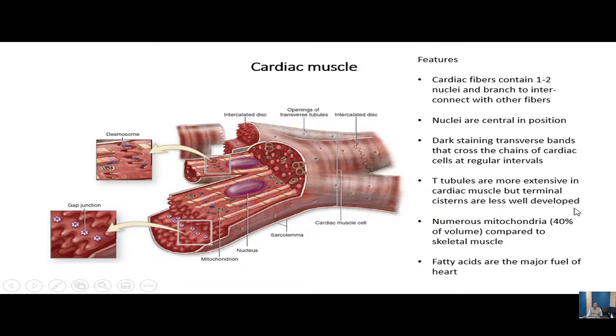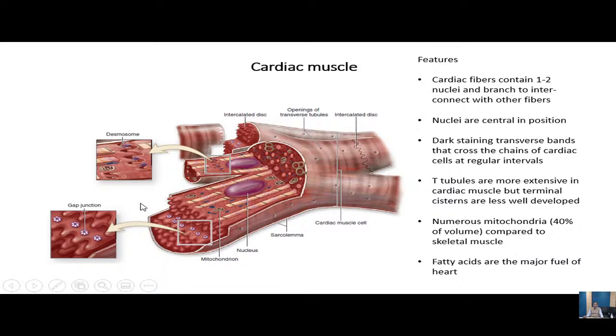So I would like to modify what I told you before. T-tubules are well developed in cardiac muscle, but what is not well developed are the terminal cisterns. Previously I told you T-tubules are not well developed in cardiac muscle and smooth muscle, and absent in smooth muscle. I'd like to correct myself: T-tubules are more extensive in cardiac muscle, but I was actually referring to the terminal cisterns, which are less well developed in cardiac muscle.